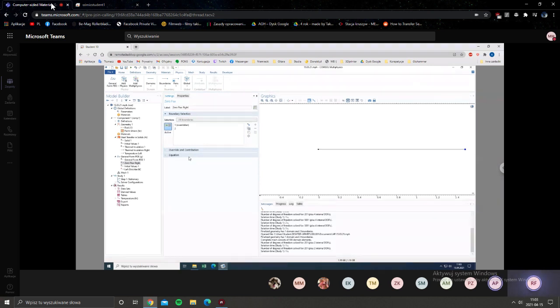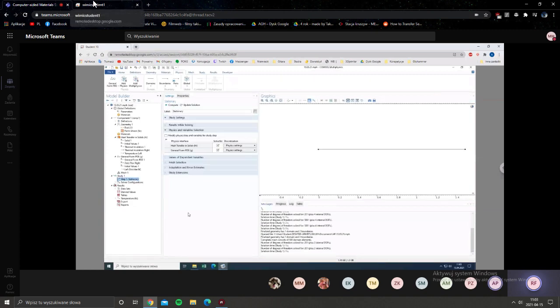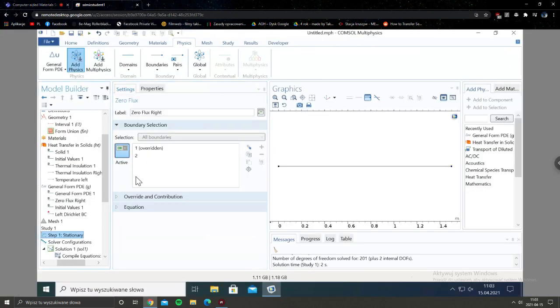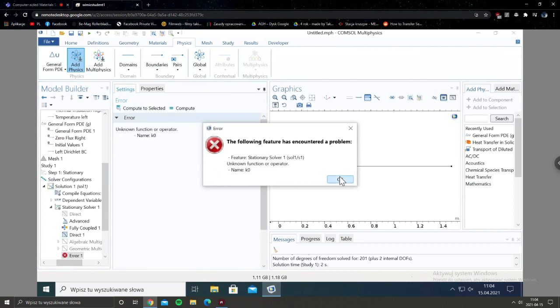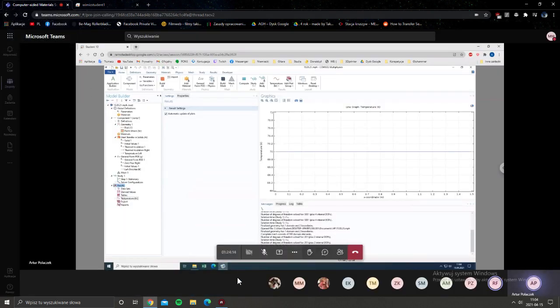And now go to stationary and press compute. All right, and now go to results, right click, and add one D plot group.